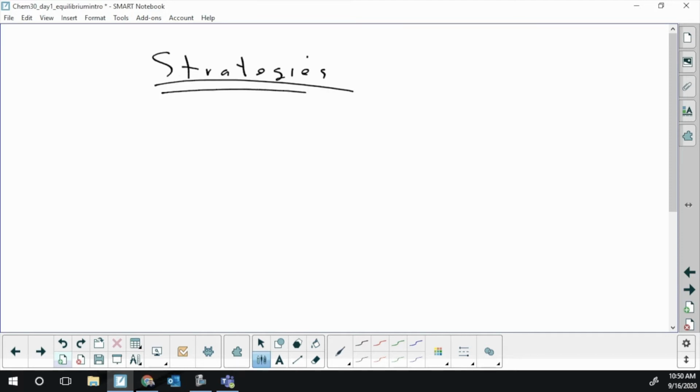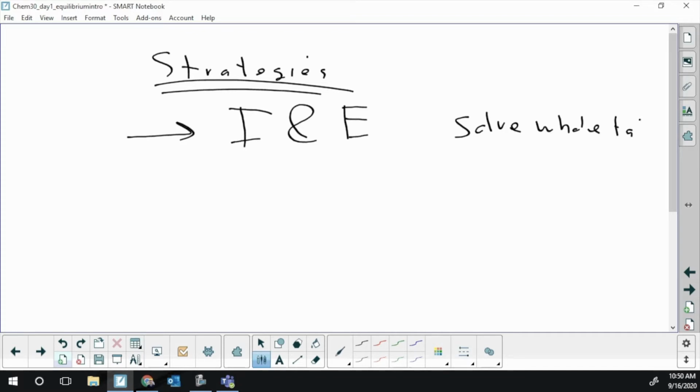If you look at questions from a perspective of which strategy it is, it makes the questions quite doable. If you don't get into what strategy to use, they can be quite hard to solve. Okay, we've already seen the first one. If you have an I and an E value, we saw that with hydrogen iodide a couple slides ago, you can just solve the whole ice table. That would get you all your E values, so you could solve for that equilibrium constant.